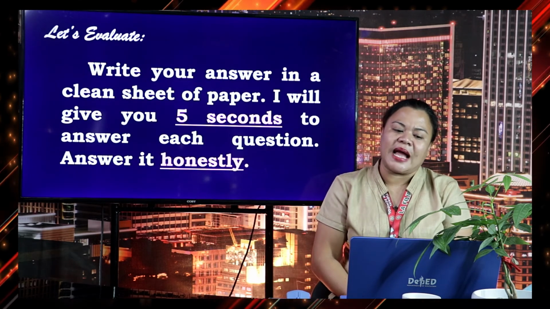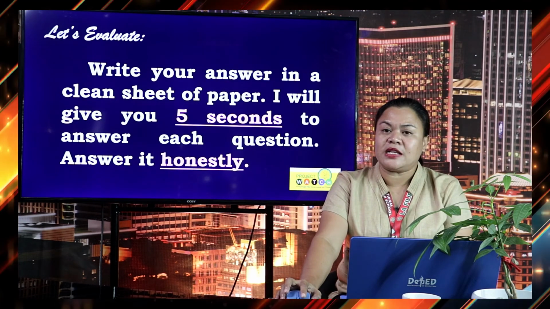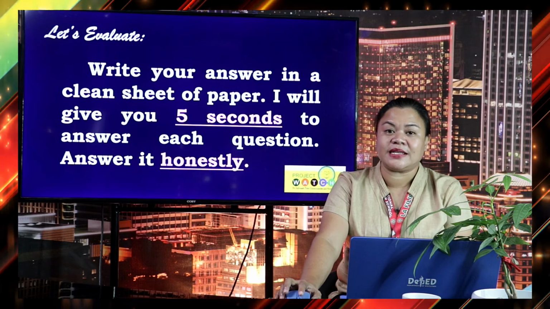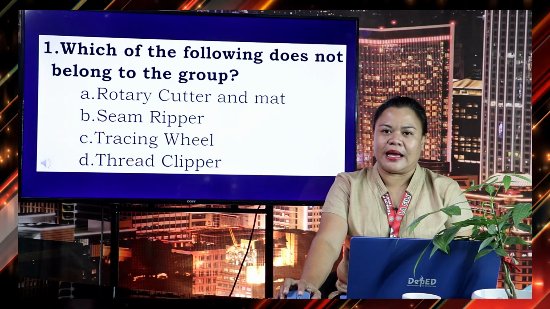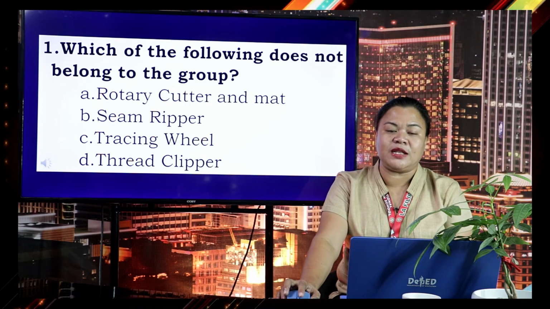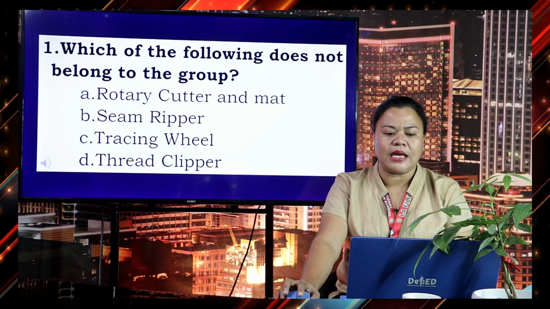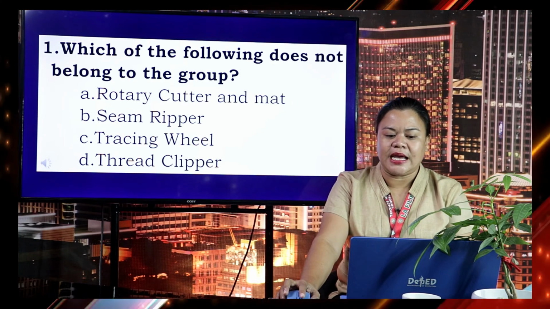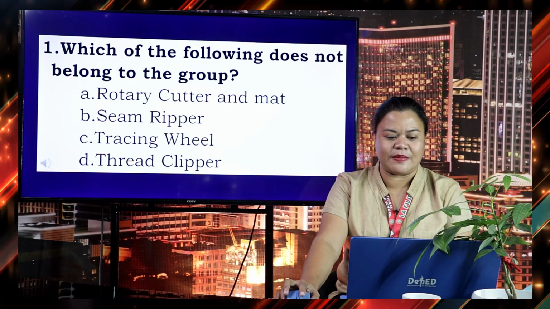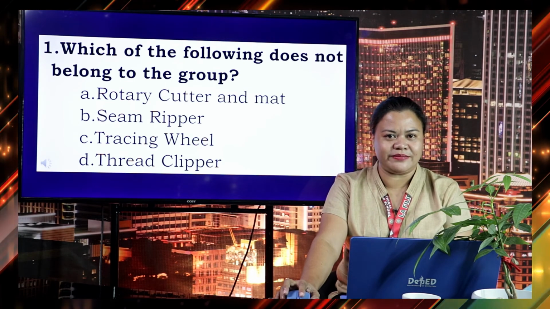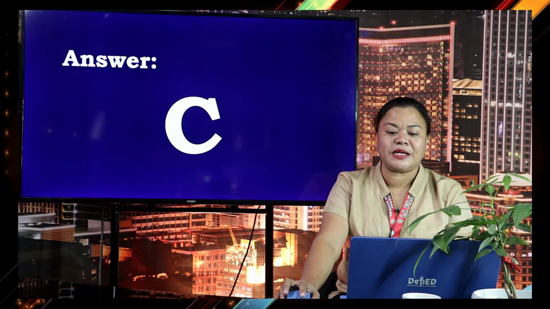Okay. Write your answer on a clean sheet of paper. I will give you 5 seconds to answer each question. Answer it honestly. Okay? Number 1. Which of the following does not belong to the group? A. Rotary cutter and mat. B. Seam ripper. C. Tracing wheel. Or D. Thread clipper. Okay, the correct answer is C. Tracing wheel.